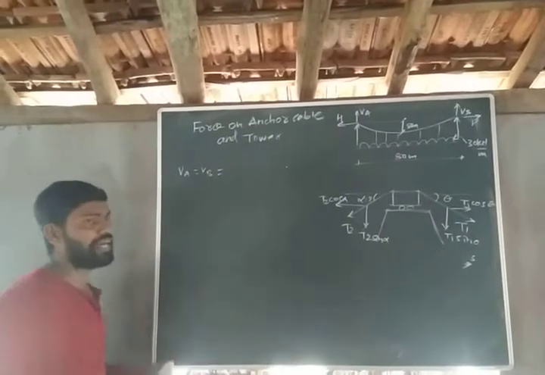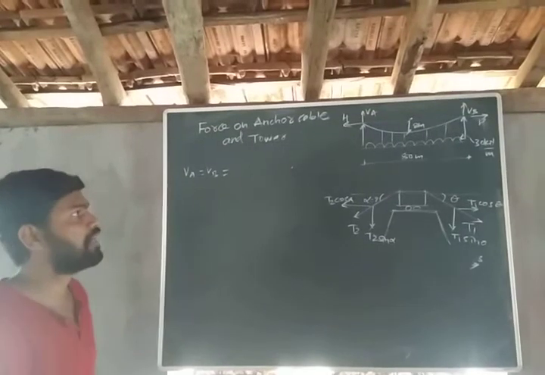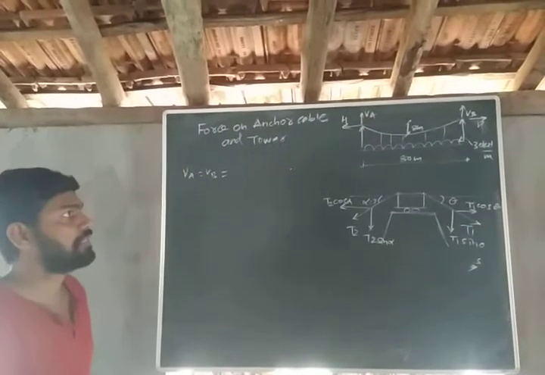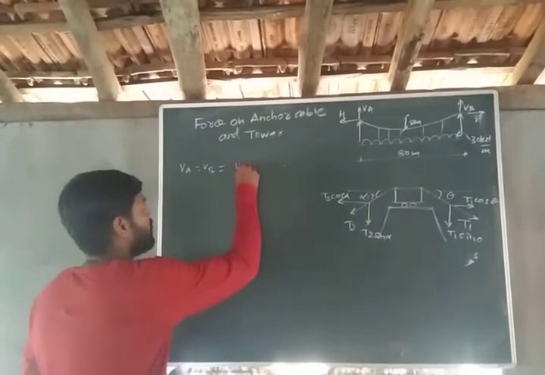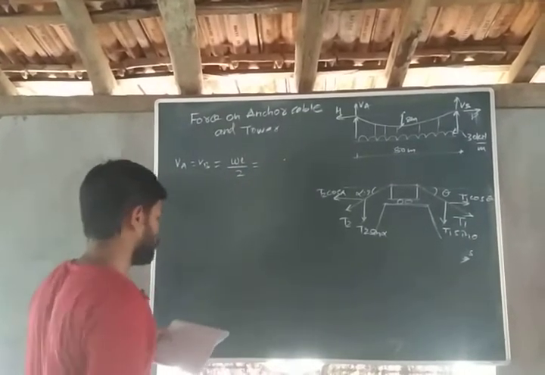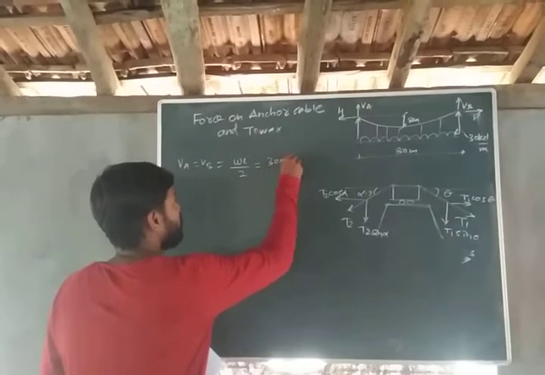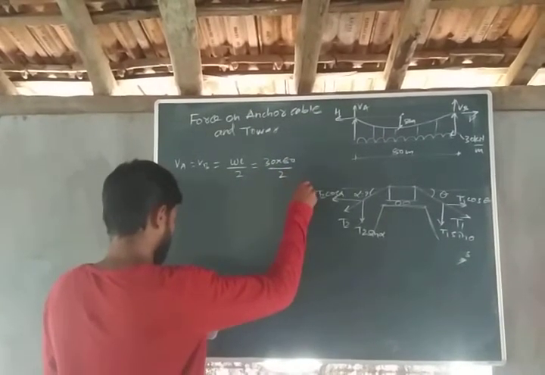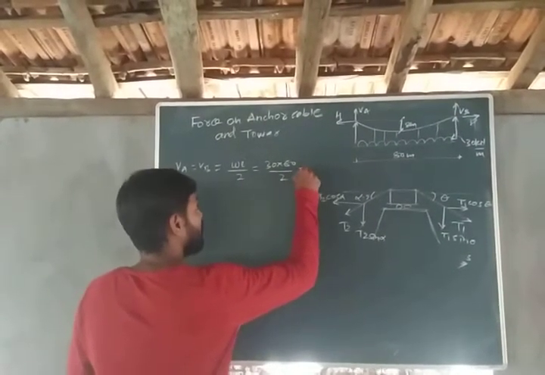First of all, we will calculate the reactions VA and VB. As I have told in the last lecture, the vertical reaction can be calculated like a simply supported beam, WL by 2. So it is 30 into 80 divided by 2, and it is equal to 1200 kilonewton.